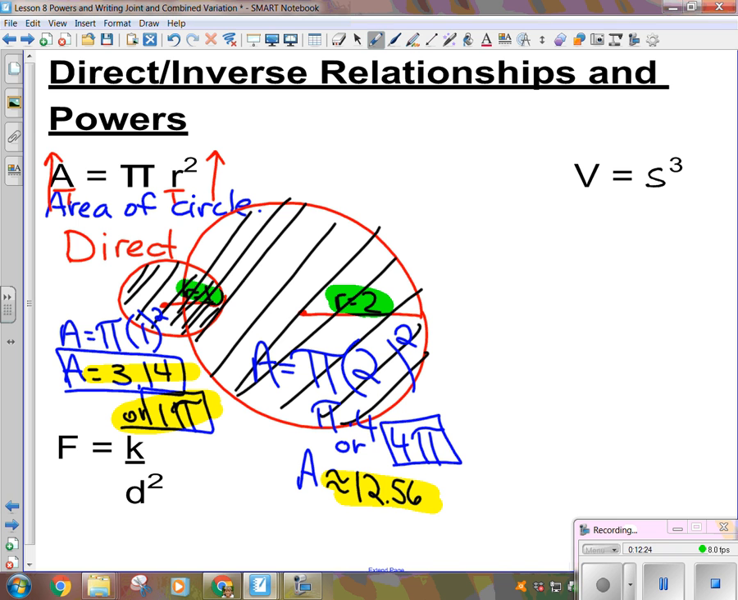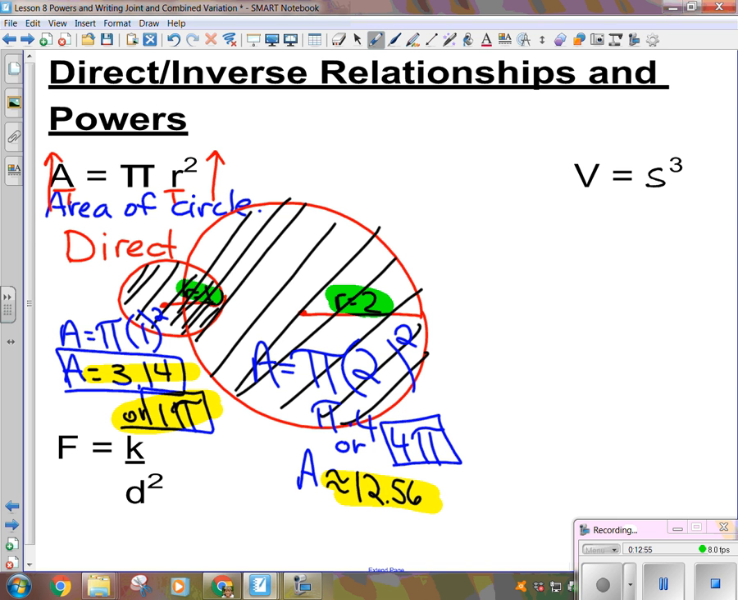But take a look at our area. My radius got how much bigger? It went from 1 to 2. My radius doubled. How much did my area change? It went from 3.14 to almost what? 12.56. It went from 1 times pi to 4 times pi. In other words, my radius got doubled, but my area got 4 times bigger.